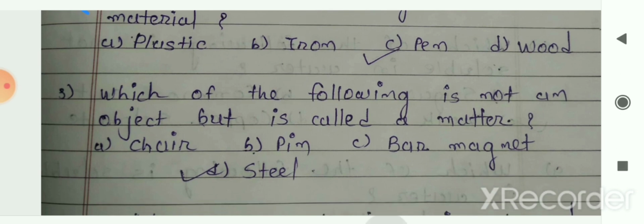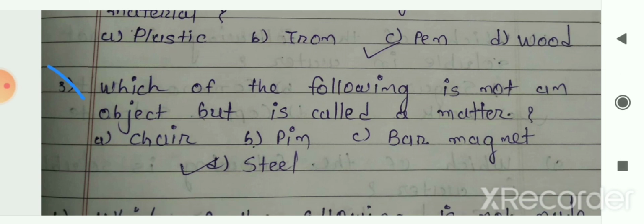The next question is, which of the following is not an object but is called a matter? The options are chair, pin, bar magnet and steel. So the correct answer is steel. Steel is not an object but it is a matter. The rest of the things, that is chair, pin and bar magnet, are the objects. Bar magnet is a kind of magnet.